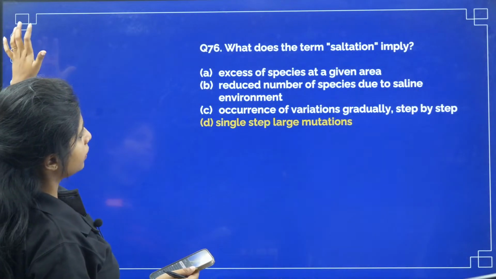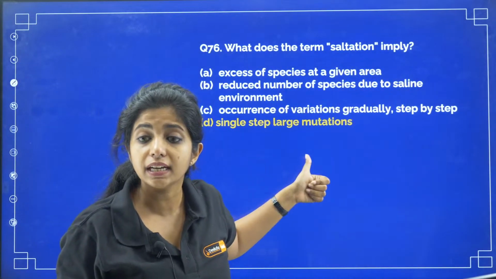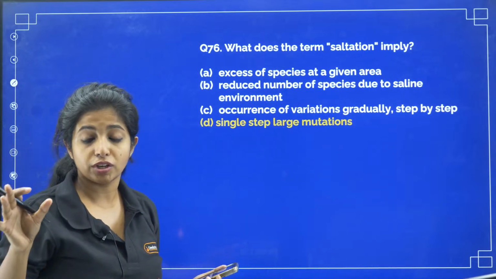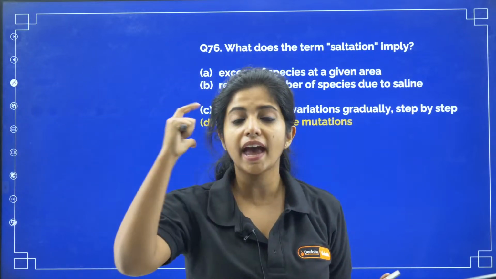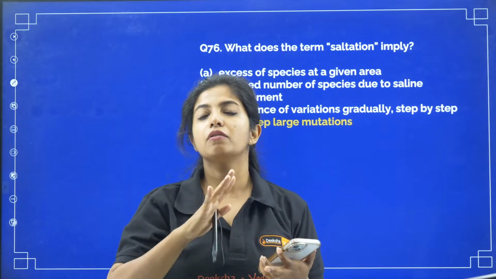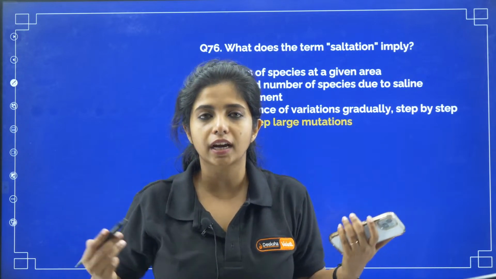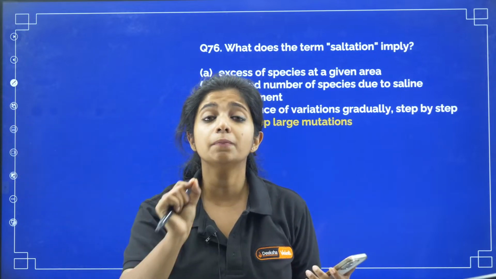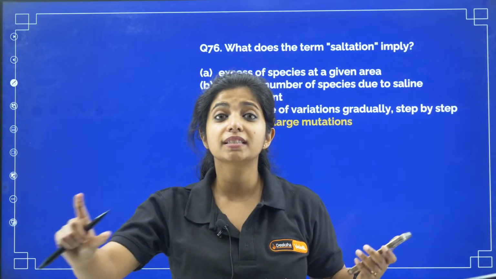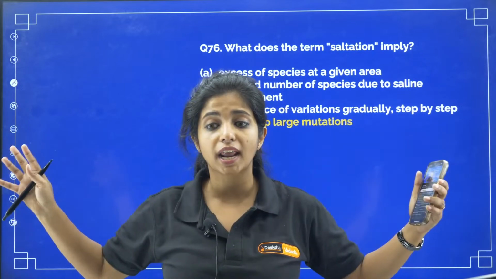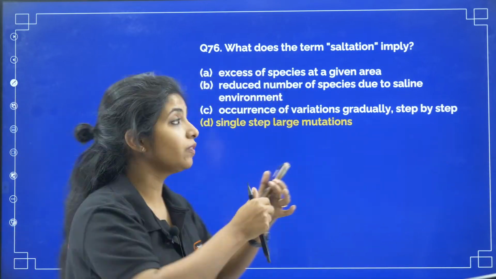Now, what do you mean by saltation? Saltation is a single-step large mutation. Now listen to me. There are two people, Charles Darwin and Hugo de Vries. Charles Darwin said that variations are directional, that means always in favor. Always remember, directional variations were given by Charles Darwin. But Hugo de Vries says variations arise because of mutation and they are directionless. Any type of mutation can happen, good or bad. Directionless was given by Hugo de Vries.